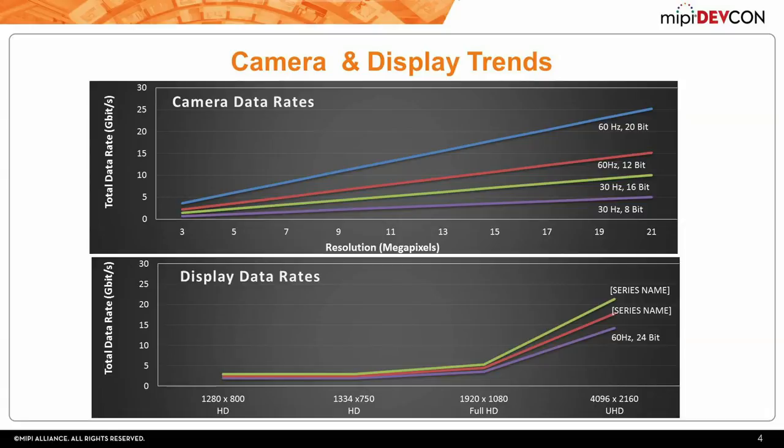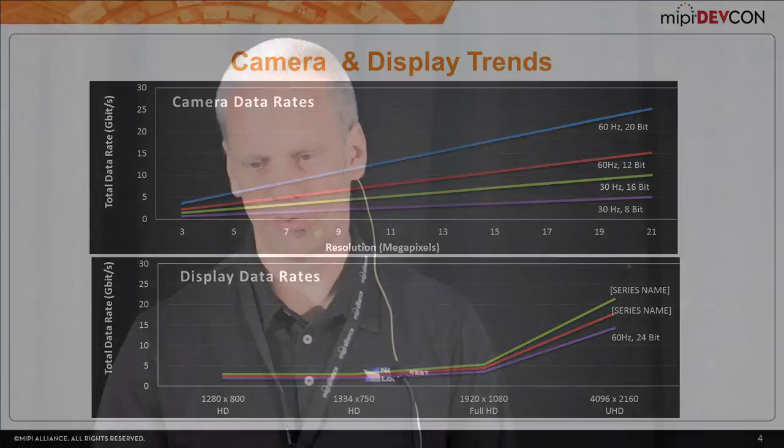On the display side of things, there's a very similar trend. You have different resolutions. These are common resolutions in the smartphone business nowadays. Transitioning to higher resolutions, these are resolutions you can potentially find in automobiles. Evolving out to UHD, and based on the frame rate and going to 24 bits, 30 bits, or 36 bits, once again you can have a need for upwards of 30 gigabits per second of total throughput going out to a display. So with increasing amounts of throughput in both the camera and display business, what is the MIPI Alliance doing to address those needs?